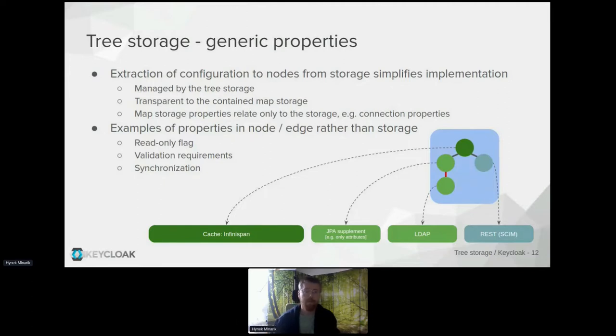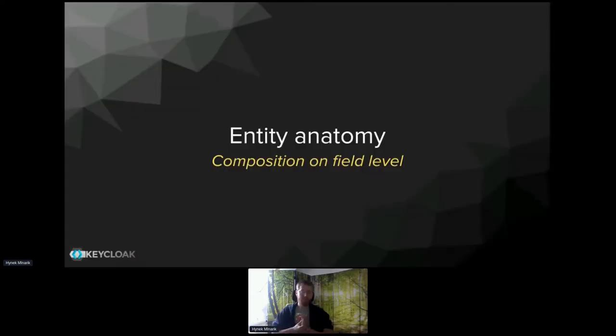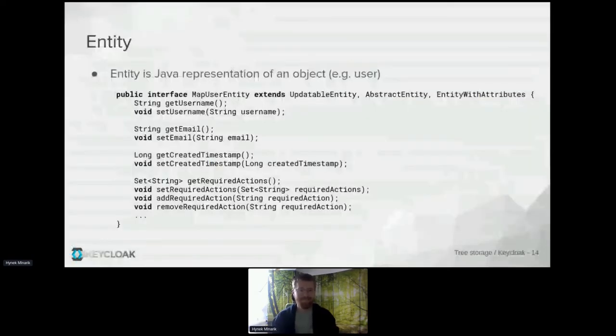Now, to understand a little bit more about the anatomy and how these compositions really work, we need to get into the entities. And this is going to be interesting. In the physical map storage implementation, the entity is the Java representation of the raw object. The raw, I mean, there are no models referred. For example, in the user entity, you wouldn't find a give-me-a-role method, but you would find give me a role ID.